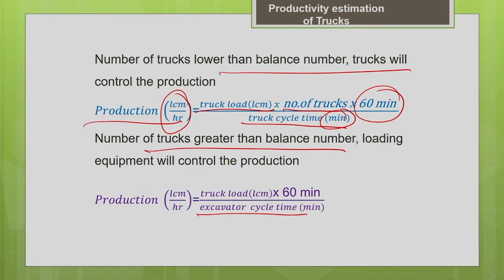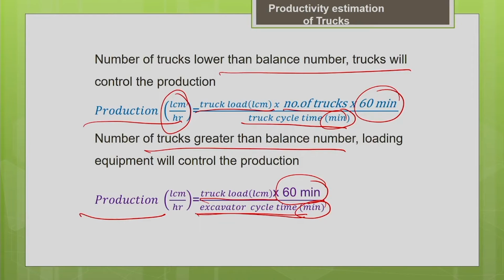Beyond the balanced number, you can see that the productivity will be controlled by the loader cycle time. Unless the loader is available, though the trucks are more in number, they cannot do the job. So the production is going to be controlled by the loader or excavator cycle time. Now, how to estimate the productivity? Truck load divided by the excavator cycle time. It is in minutes, so converting it to hours, I need to multiply by 60 minutes. This will give the production of the system when the number of trucks is greater than the balanced number.